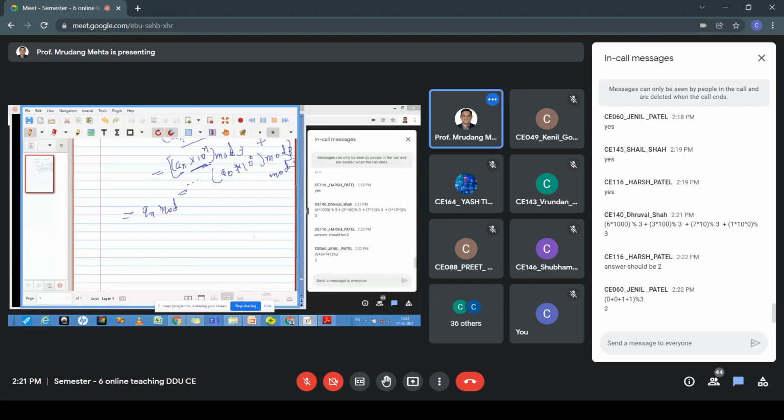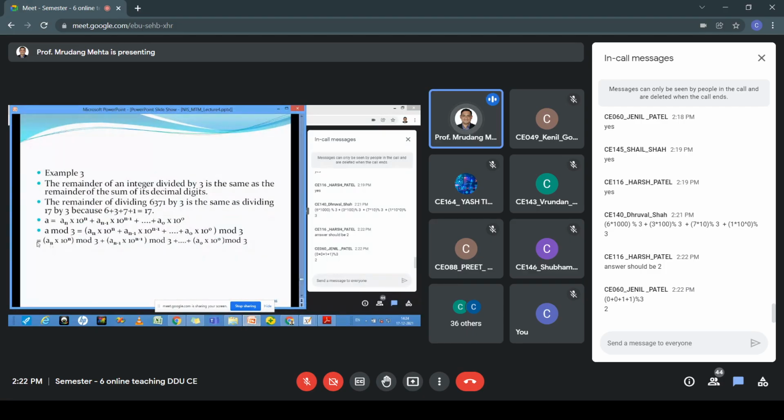An mod 3 into 10 raised to n mod 3, okay, plus so on and so forth, right? So that you can see over here in this slide, right? So what I've done here is an 10 raised to n mod 3 plus an minus 1 10 raised to n minus 1 mod 3 plus last step.